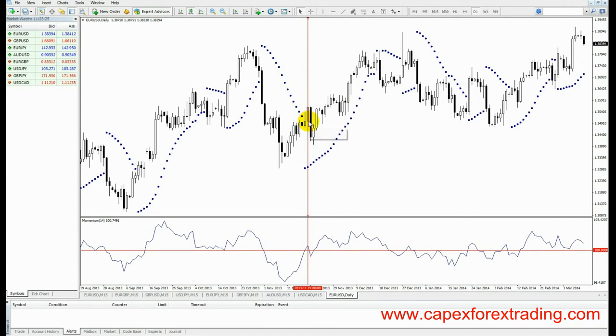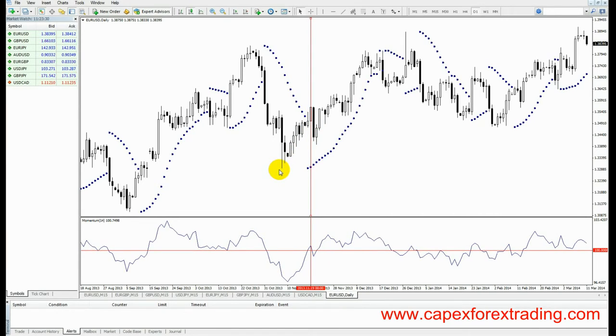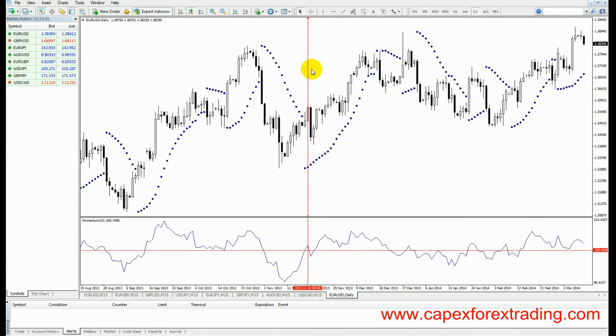So our entry would be there with a stop loss at the beginning of the trend or just a few pips below. So that's how you would trade the parabolic SAR in an uptrend.